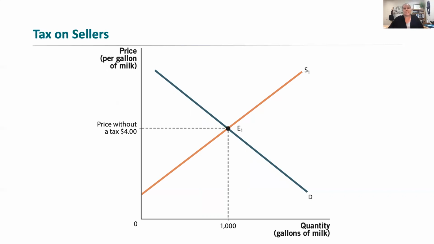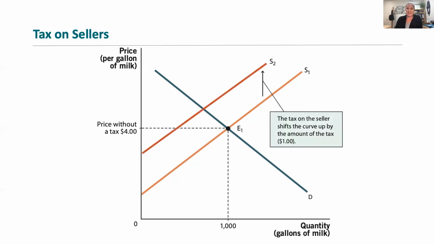So now, since it's a dollar more expensive to produce the milk itself, every individual firm will have a higher willingness to sell, which results in shifting that supply curve upwards by the amount of the tax. So this new supply curve, S2, is exactly a dollar higher than S1 at every quantity point. This is compensating for the amount of the additional cost associated with the tax on producers.